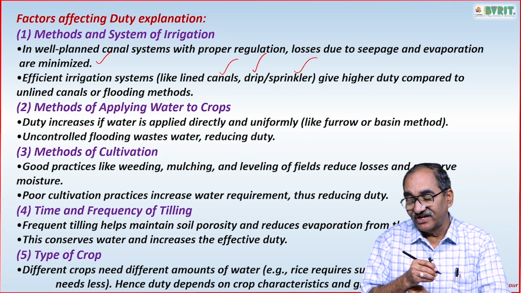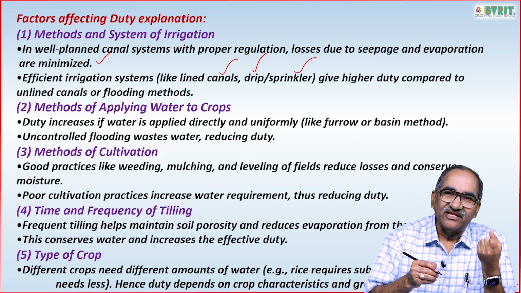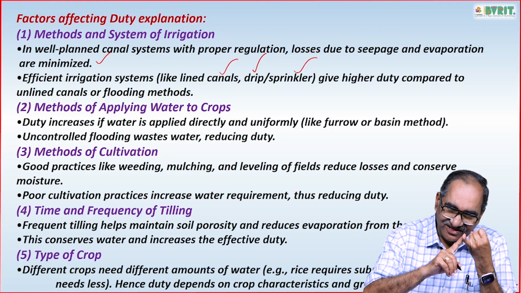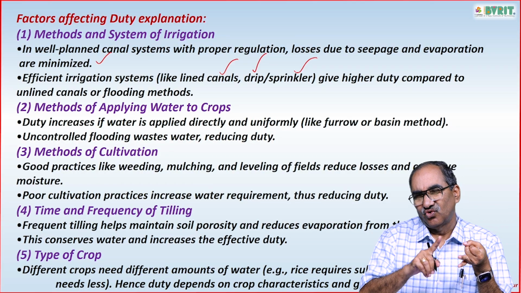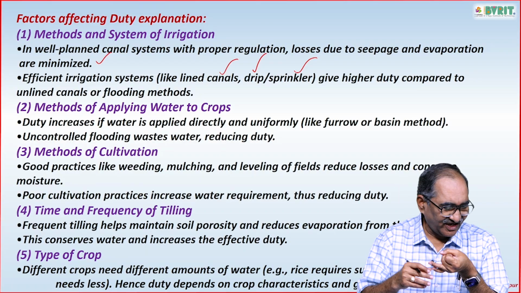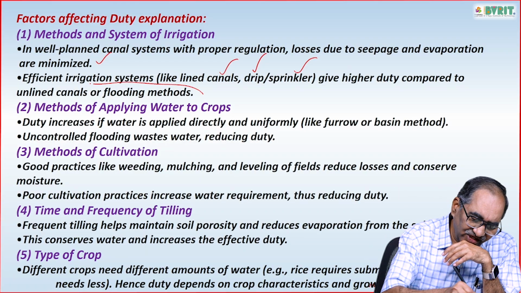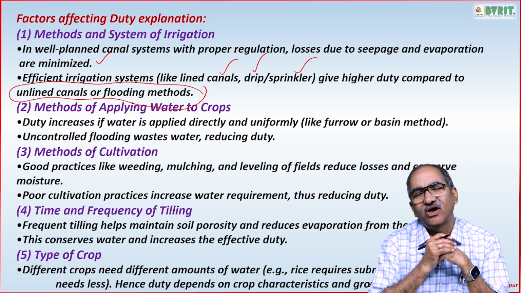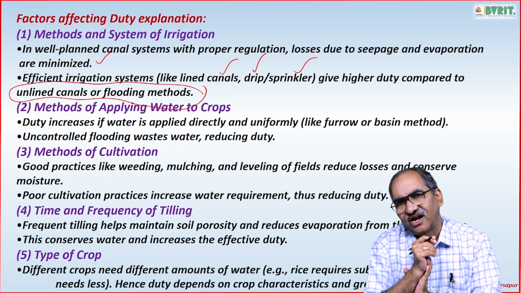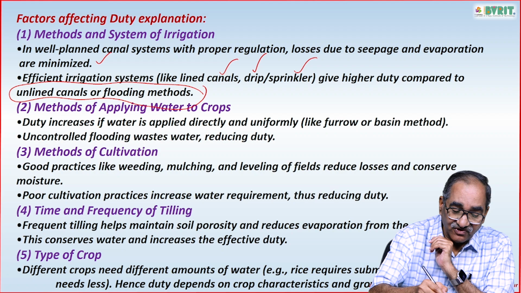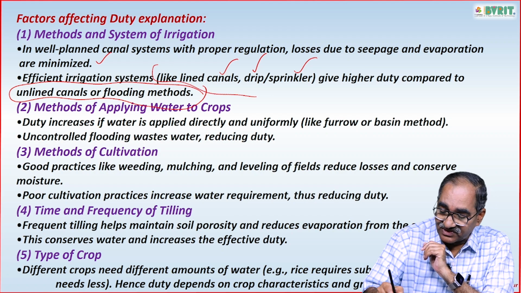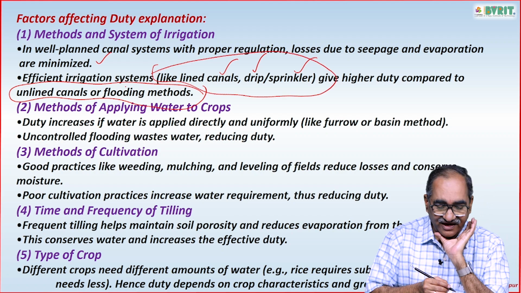Whereas if you take unlined canals, seepage losses will be more. Similarly, with the flooding method of irrigation, so much water is actually wasted. So in these two, there will be enormous wastage and loss of water, hence duty will be less. Whereas if you go for these other systems, then duty will be very, very high.